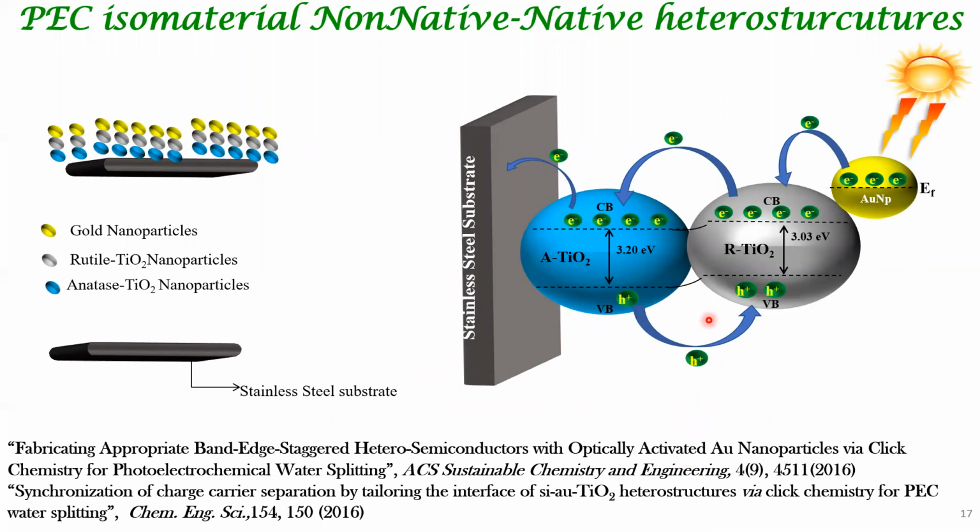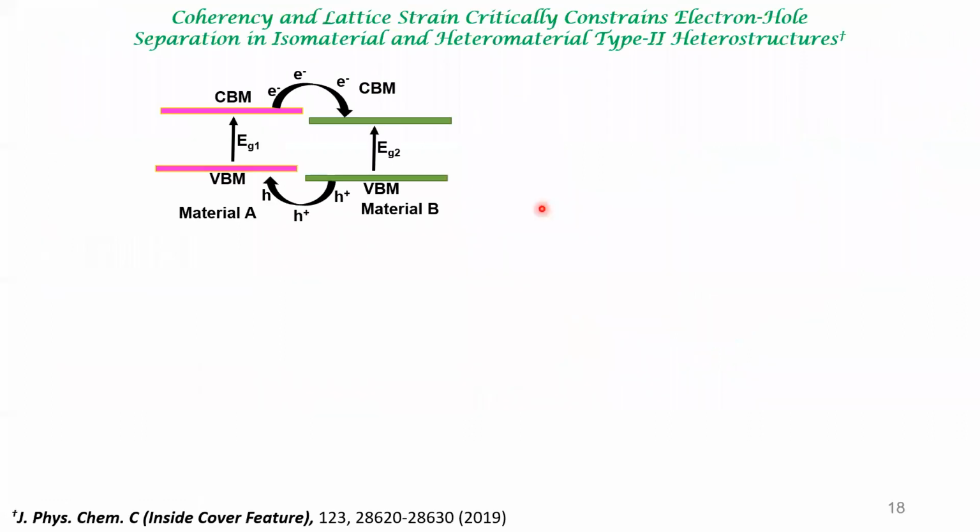So here we show a heterostructure formed between the native structure of TiO2, which is the rutile structure. Here we show the non-native structure of TiO2, which is the anatase structure. Because of the staggered band alignment between the native and non-native structure, there is an innate driving force for the holes to move in this direction and the electrons to move in this direction. Again, this has been more elaborately explored in an exhaustive study mentioned here.